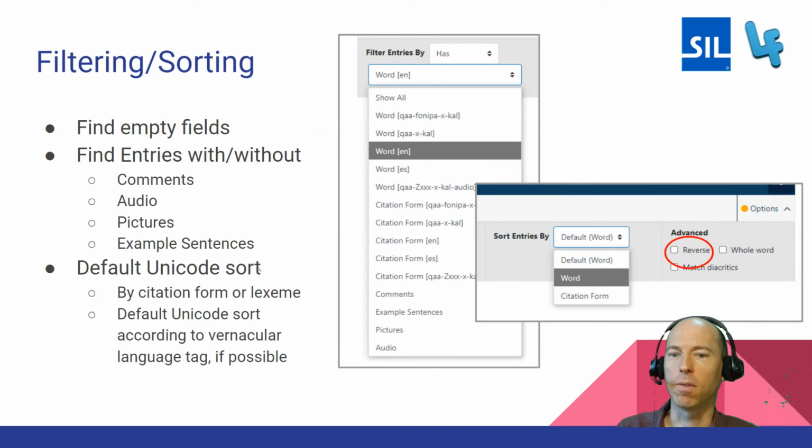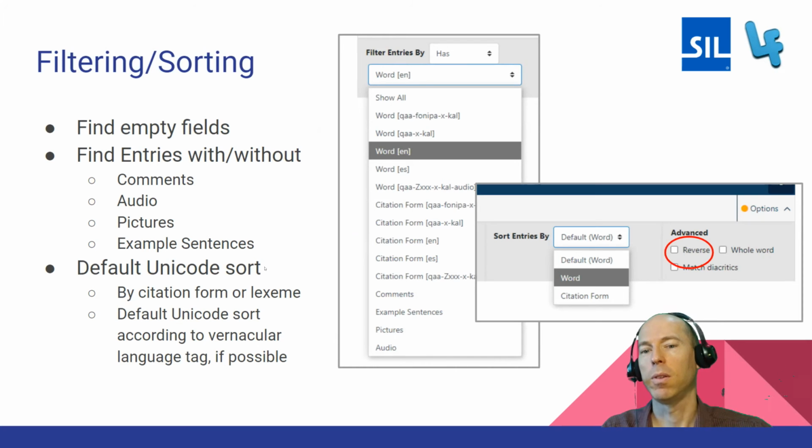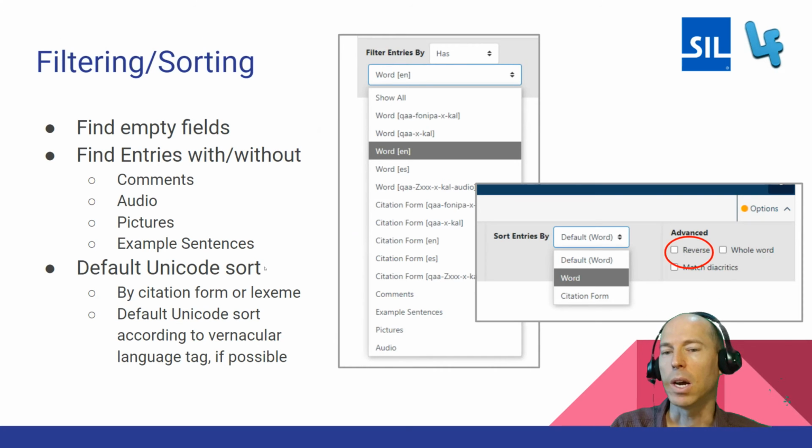Sorting is also very basic, and just recently there was a query about sorting on our community site, but essentially sorting is done using the default Unicode sort order according to the vernacular language tag, if possible. So we don't currently have the ability to customize the sort, which is kind of the standard for minority languages that you would be analyzing and documenting in Flex. So there's room for improvement there.